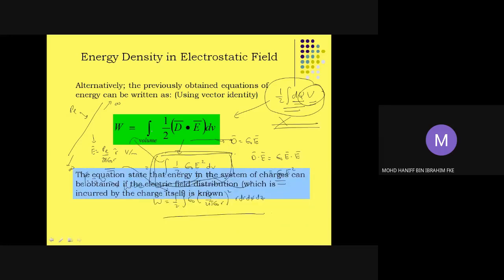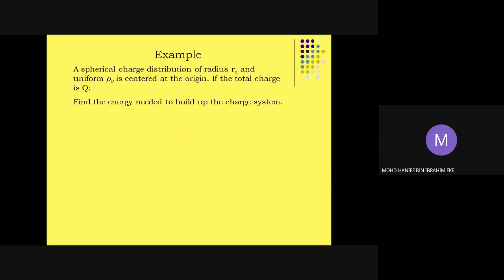Okay, so this is what I mentioned just now. The energy of the system of charges can be obtained if the E field distribution produced by the charge is known. Okay, so let's have a look at this example number 1. Example number 1 is regarding the spherical charge distribution. We have a charge of radius RA with uniform rho v, and the spherical structure is centered at the origin.